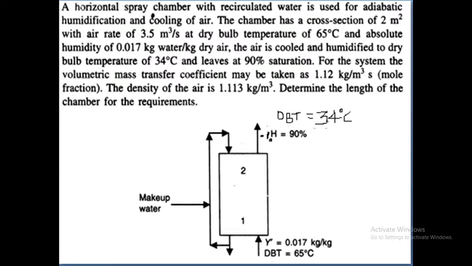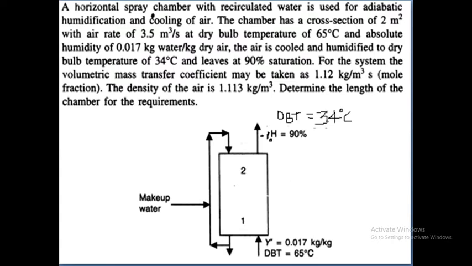recirculating adiabatic humidification problem. So what is recirculation? Exit liquid goes back to the tub. Are you clear or not? Okay. This figure shows recirculating liquid gas humidification cooling. In this tower, the bottom section is 1, the top section is 2. Liquid is entering at the top and leaving at the bottom. The gas is entering at the bottom and leaving at the top.